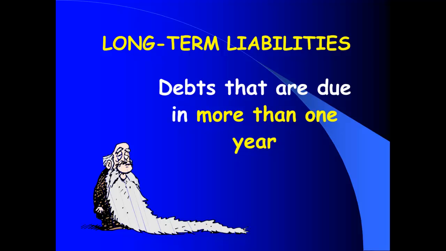Mortgage payable. Mortgages are usually 15, 30 years or such. That typically would be a long-term liability. Unless you're at year 29 and a half and your mortgage concludes next year, then it would become a current liability.